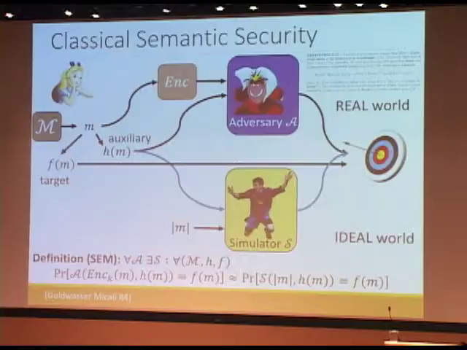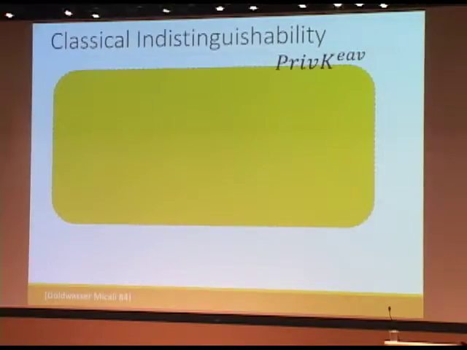So once you see that this is actually the notion of security we want, it turns out that it's very inconvenient to work with. Classical cryptographers have also realized that. And what they came up with instead is this notion of indistinguishability. This is defined in terms of a game.